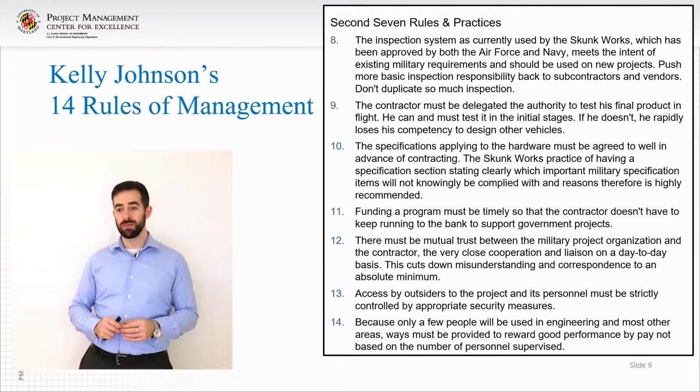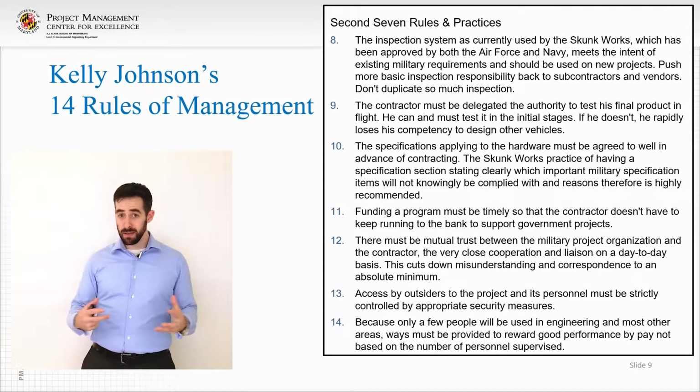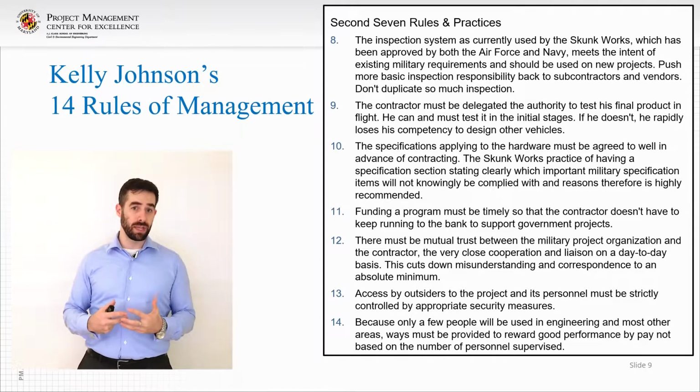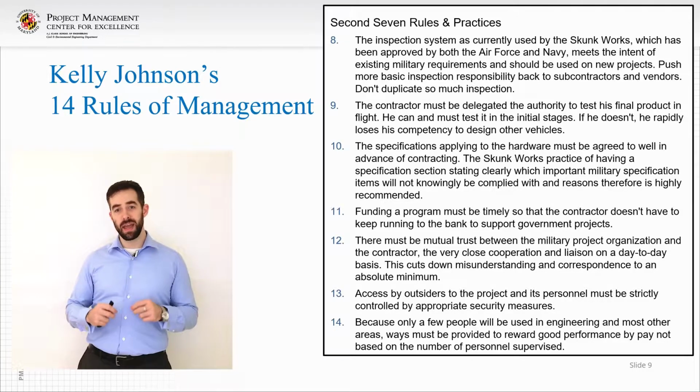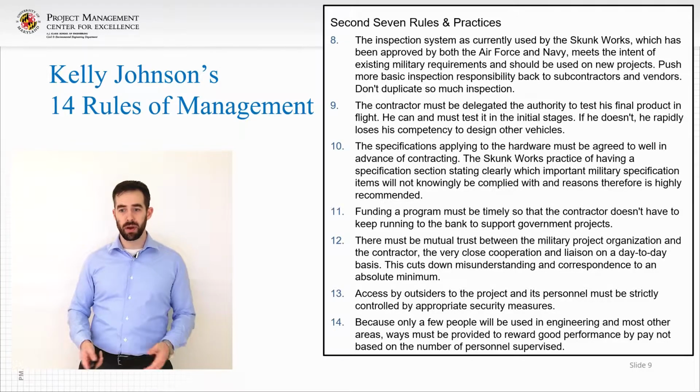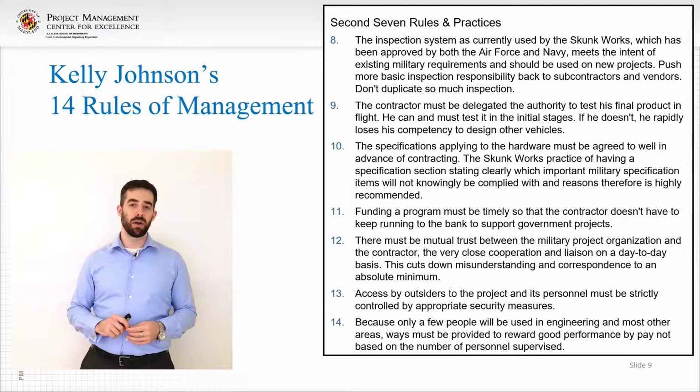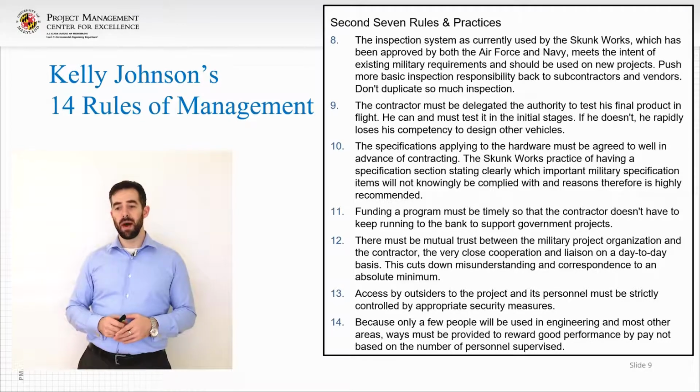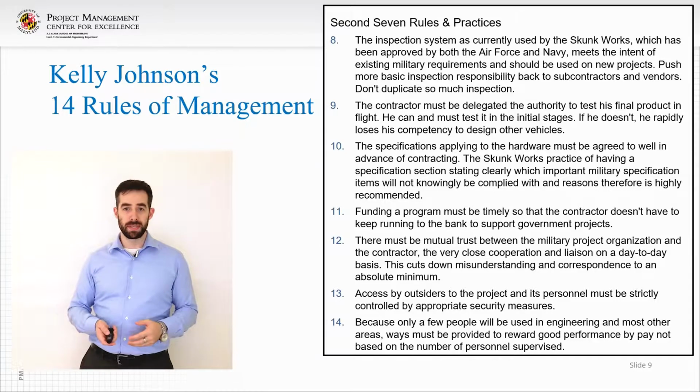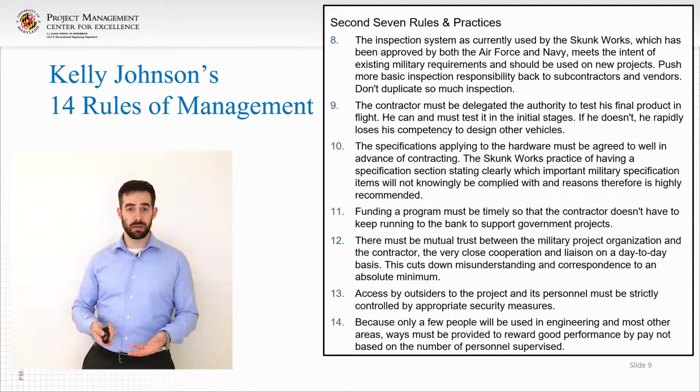Funding the program should be timely. There must be trust, which is, of course, the core central need in any agile team, trust between the vendor and the military. And if the trust is not there, this can't work. And then, of course, the last 2 are all about, again, limiting access to the team so the team can focus, and then being sure that they're able to maintain good performance with team members who are well compensated. And that's about taking money off the table. It's a big deal so that you have team members focus on their job, not trying to manage each other.